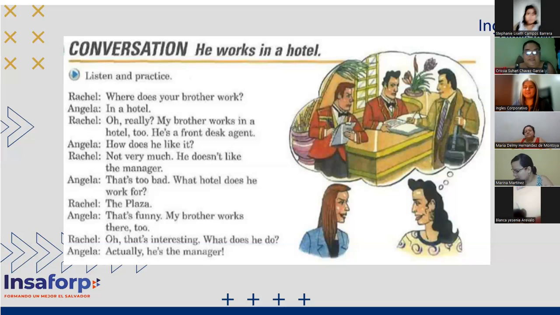Miss Rachel. Where does your brother work? In a hotel. Oh, really? My brother works in the hotel too. He's a front desk agent. How does he like it? Not very much. He doesn't like the manager. That's too bad. What hotel does he work for? The Plaza. That's funny. My brother works here too. Oh, that's interesting. What does he do? Actually, he's the manager.